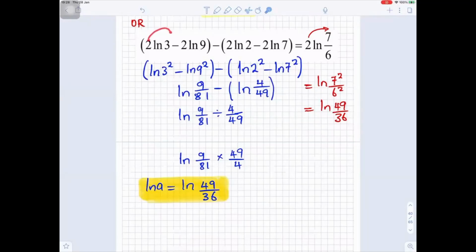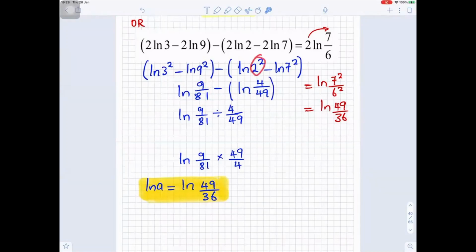The 2 comes to the front, power to the front there, it becomes 3 squared. The 2 comes to the 9, it becomes 9 squared. The 2 comes to the front there, it becomes 2 squared. And the 2 comes to the front there, it becomes 7 squared. So this 3 squared is 9, this 9 squared is 81. And when you subtract them, you divide them. So it's 9 divided by 81.